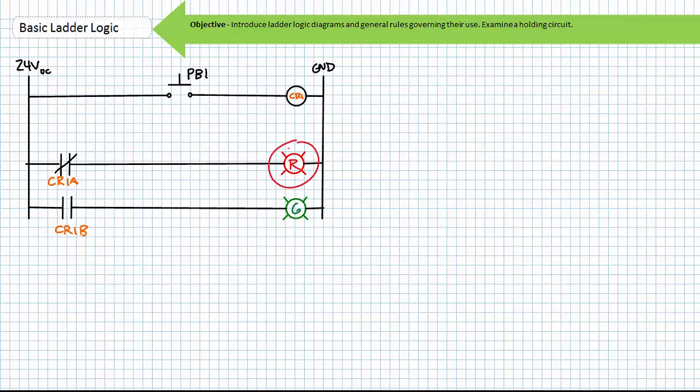The normally closed CR1A contact would energize the red pilot lamp. The normally open side of the CR1B contact would de-energize the green pilot lamp. The red light is on, the green light is off. This is the natural start state for this system.